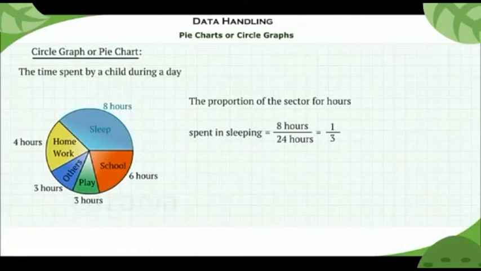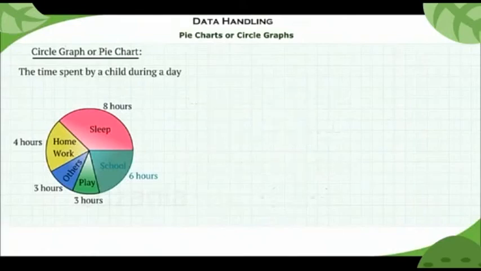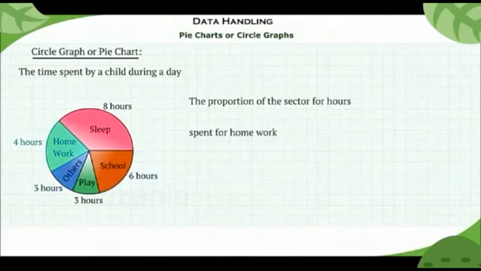In the same way, the proportion of the sector for hours spent in school is equal to the number of hours spent in school over 24 hours. That is equal to 1/4 of the whole day. And we consider the proportion of the sector for hours spent on homework, equal to the number of hours spent on homework over the whole day. That is equal to 1/6 of the whole day.